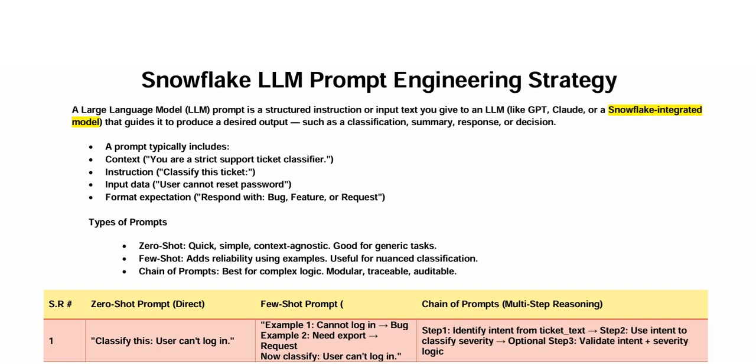Instead of one giant prompt you might have, step 1, identify intent from ticket text. Then, step 2, use that intent to classify severity. And maybe even an optional step 3, validate the intent and severity logic. So each step feeds the next one. Precisely. It builds up to a comprehensive solution.